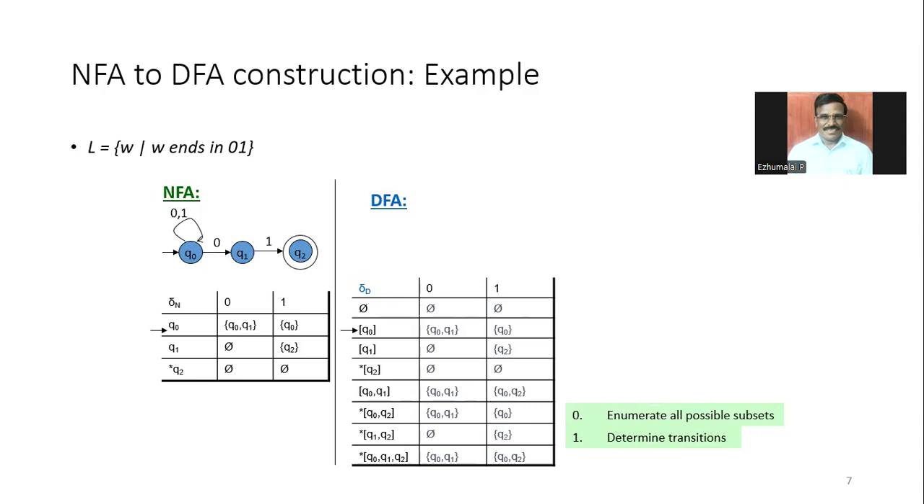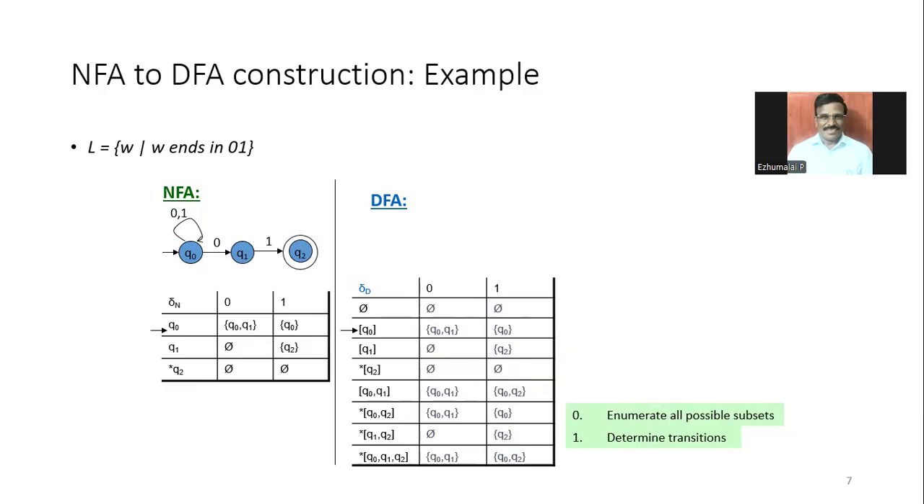Similarly, the star marks a final state, and every state which contains Q2 is a final state. Here, take the state Q0 Q2. First, input 0, the combination of Q0 on 0 and Q2 on 0, goes to Q0 and Q1. Similarly, Q0 on 1 and Q2 on 1 goes to Q0 only. For Q1 Q2, the transition on 0 goes to the null state. Q1 Q2 on input 1 goes to Q2.